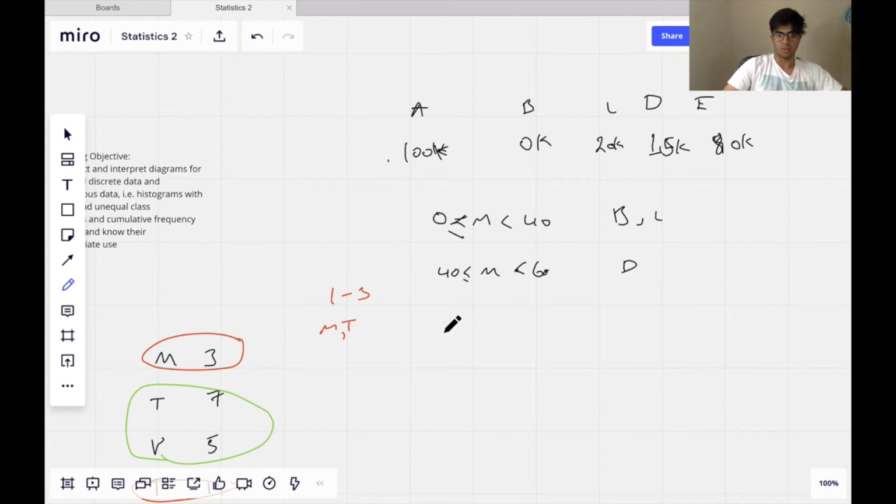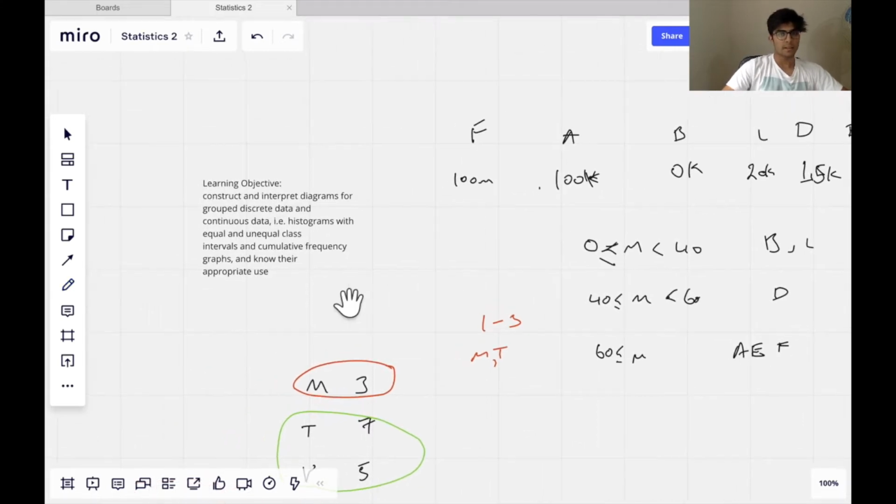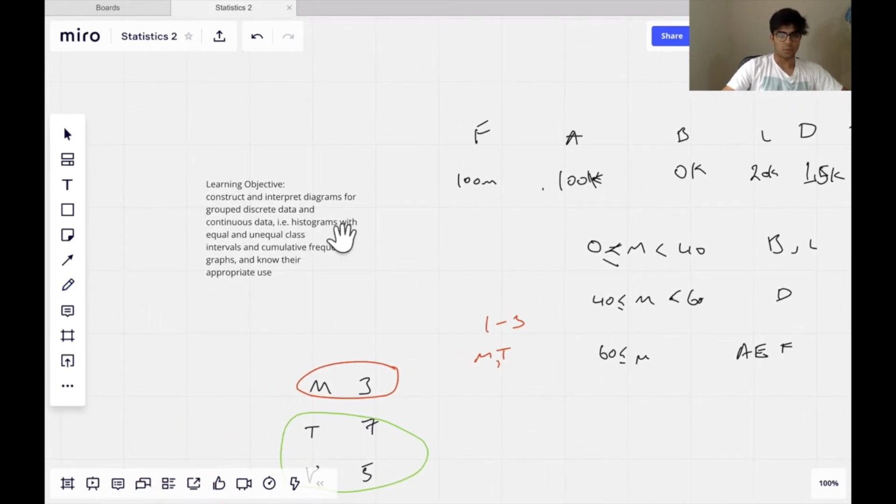And then those earning more than £60,000. There's no upper range on that. So if we add F, a gajillionaire earning, let's say, 100 million a year, he'd also be in that final group of A, E, and F. So that's what we mean in terms of grouped discrete and grouped continuous. It just means that we know what continuous versus discrete is, and grouping just means that we add a range like this.